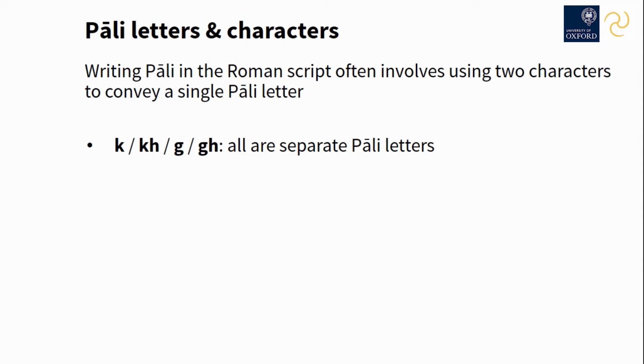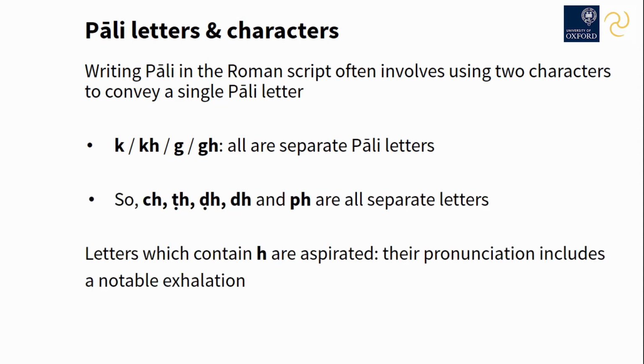In modern European languages, and especially English, there is no real difference in pronunciation between K and K. But in Pali the difference is important. Letters which contain the character H are aspirated, which means that their pronunciation includes a notable exhalation. So D is different from T, P from P, and so on.